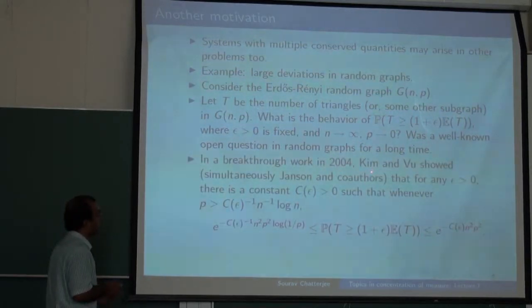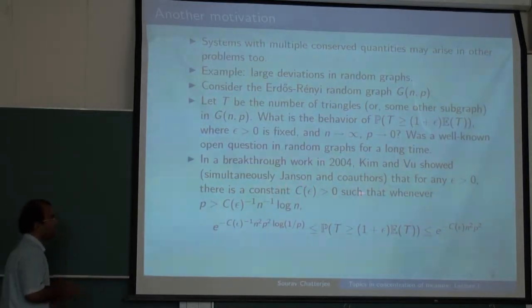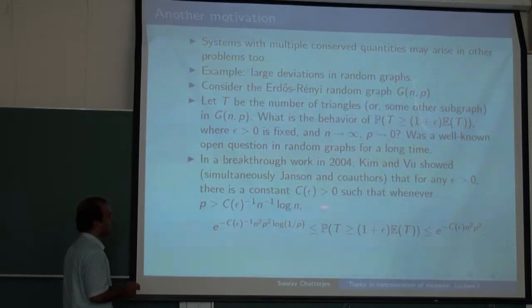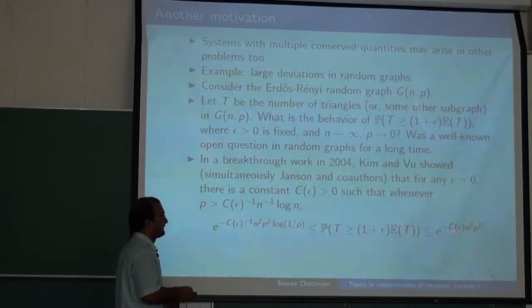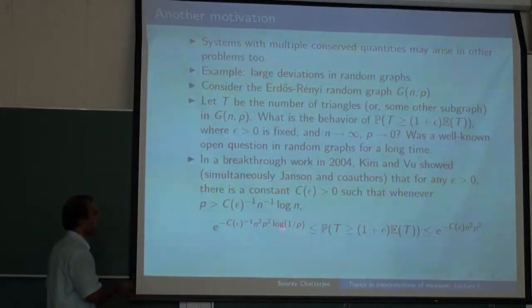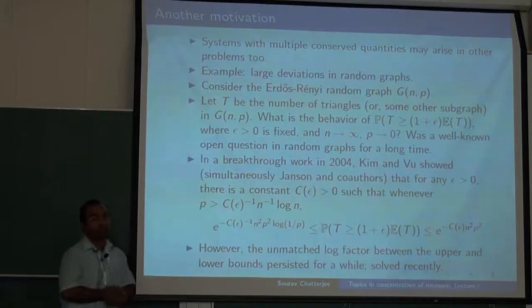In 2004, Kim and Vu, and simultaneously another paper by Svante Janson and co-authors, showed that for any fixed ε and p satisfying some condition, that it's not too small, at least log n over n, this upper tail is basically like e to the minus n squared p squared, but there is a log factor that doesn't match. So the problem is almost solved except for this factor, and this persisted for a while, and this was solved recently. But any question about this slide?